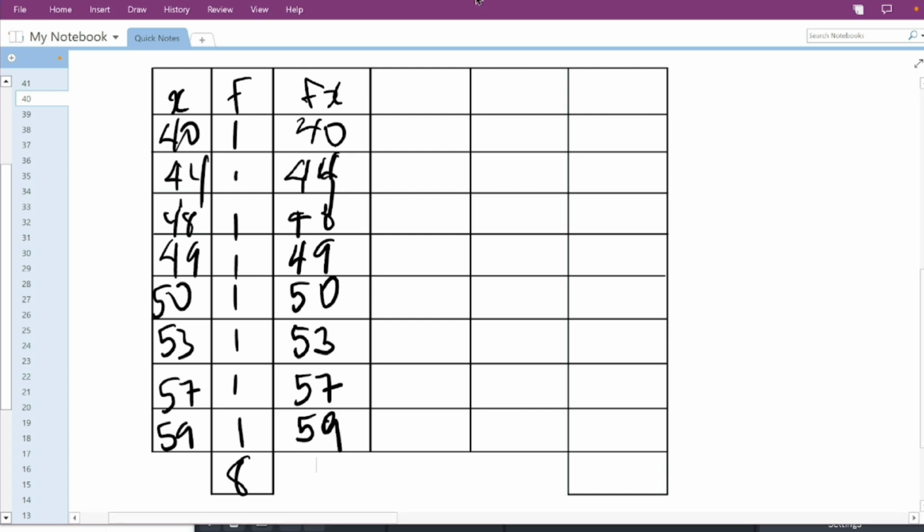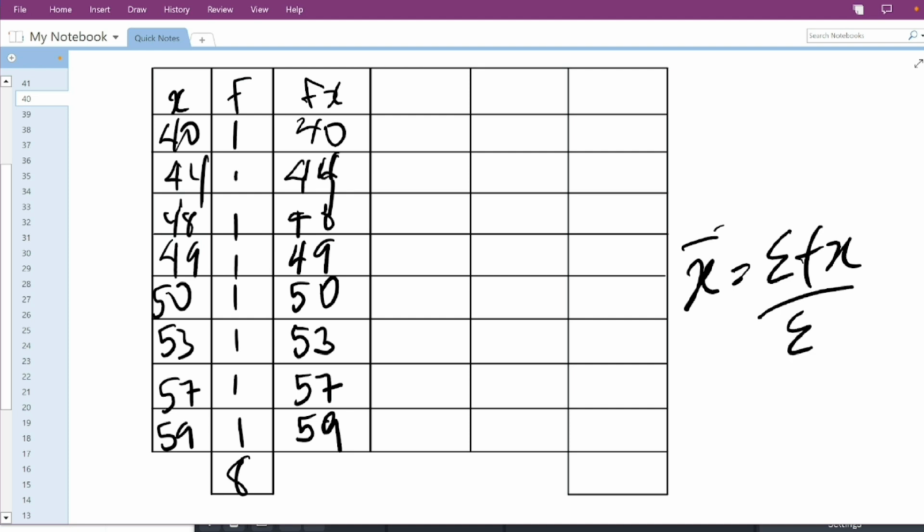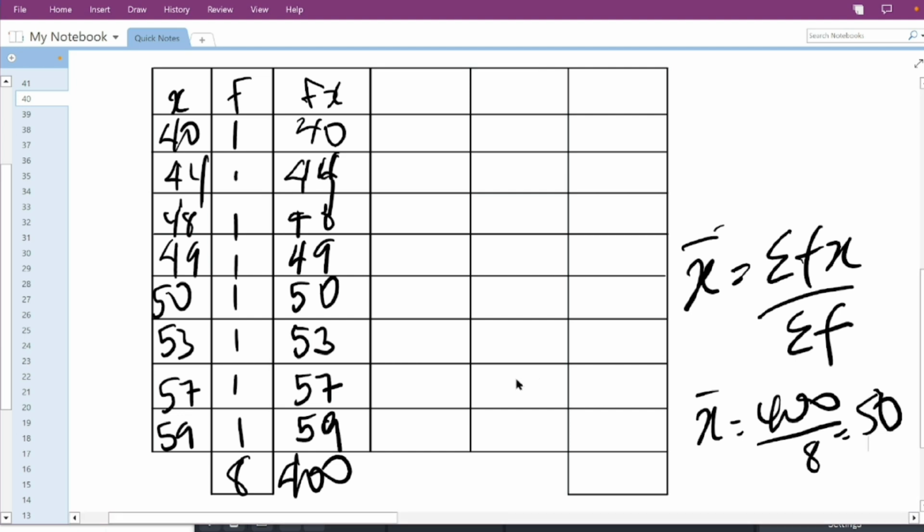Now we add all of this together to find our mean. Our mean is the summation of fx over the summation of f. The sum of fx is 400, so our mean is 400 over 8, which gives us 50 kg. On the next column, since our mean is 50 kg, we have x minus x bar. So each of these values, you subtract the mean from them.